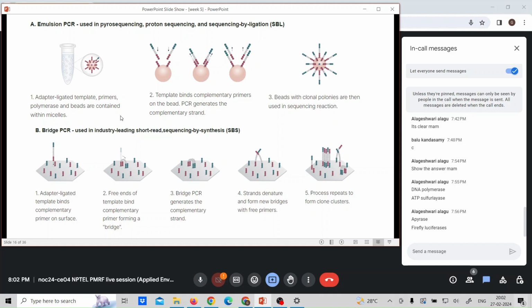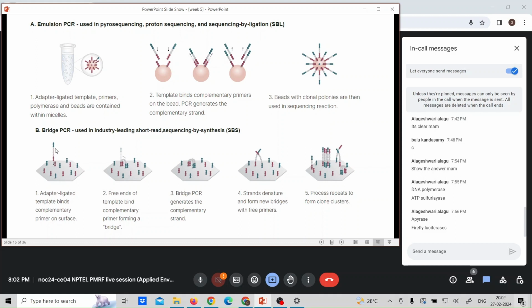The template binds complementary primers on the bead, and the PCR generates the complementary strand. By this method, you are going to make multiple copies of your DNA, and then the beads with clonal polonies are used in the sequencing reaction. So you have the primer specific attachment of DNA, its multiplication, and finally you take it for your sequencing.